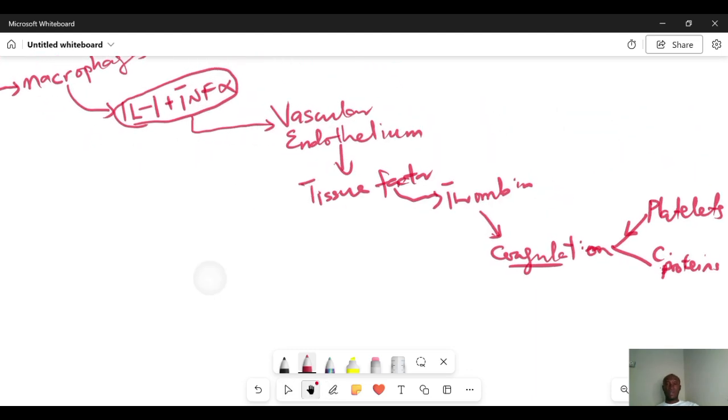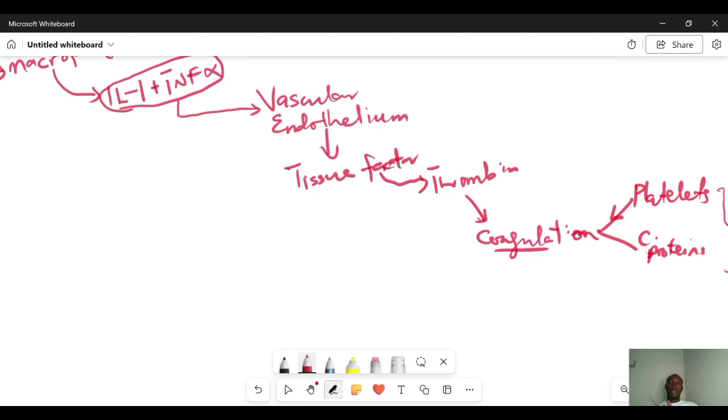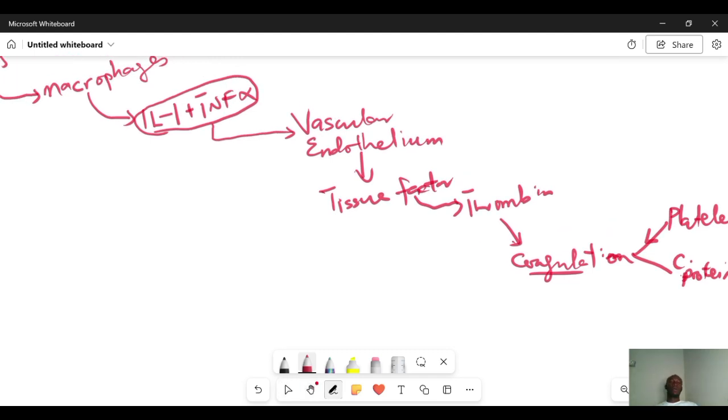All right. Now, we'll get back to this shortly. Now, we come back to interleukin 1 and the tumor necrosis factor.